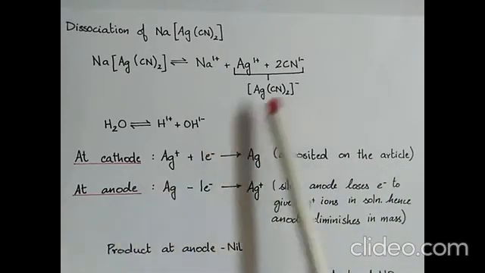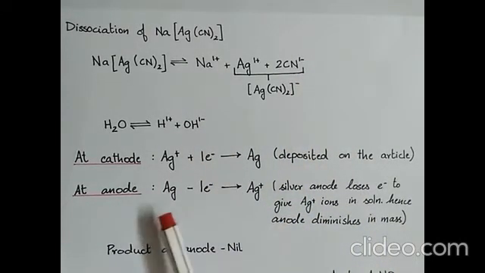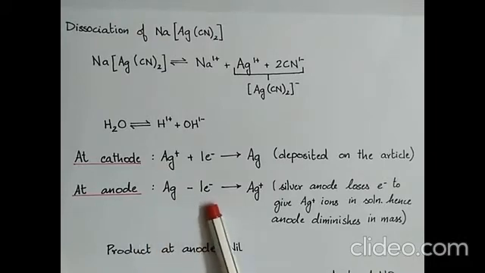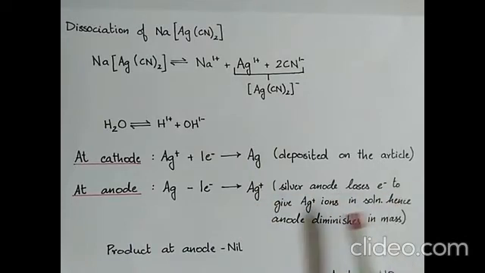At anode, CN- and OH- ion move towards the anode, but both are not discharged. Instead, the anode itself loses 1 electron and forms Ag+ ion. Silver anode loses electron to give Ag+ ion in solution, hence anode diminishes in mass. So the product at anode is nil.